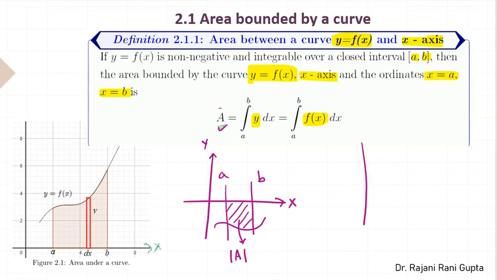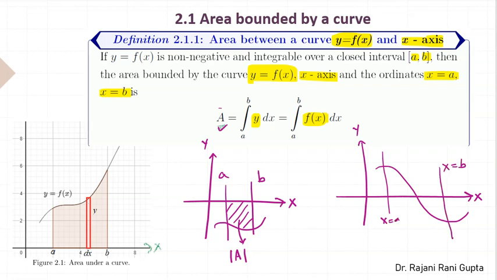Another possibility is that this is your x-axis, this is your curve y = f(x), and your curve is like this. This is the point x = a, and this is the point x = b. In this case, the area will be divided into two parts. First is this region, we call it A1, and this is A2. So in this case, the area will be the sum of areas A1 and A2.